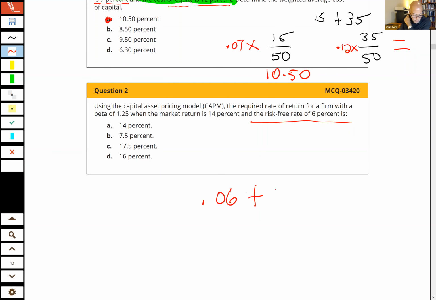Then I have to put in that risk premium, and the risk premium is the beta coefficient, which was the 1.25. And then we're going to have to figure out, well, what is the market premium? It's the 14%, the 0.14 minus the 0.06. Then you do the math on that, and that's how you came up to the correct answer, which you all got, 16%.